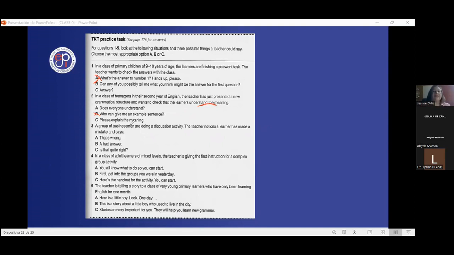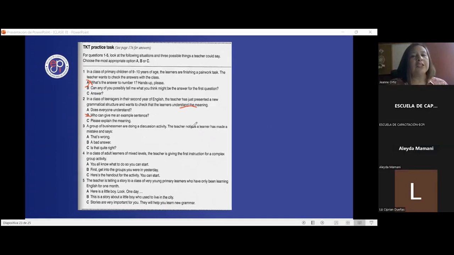A group of businessmen are doing a discussion activity. The teacher notices a learner has made a mistake and says, that's wrong. A bad answer. Is that quite right? What could be the alternative? Letter C. Exactly. You are not able to be rude, right? So imagine, that's wrong. No, we don't do that.